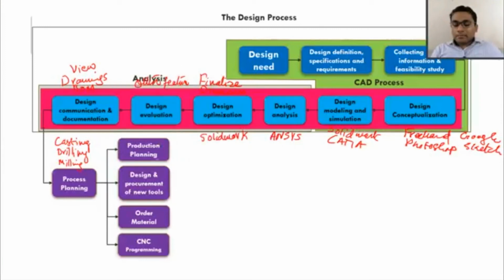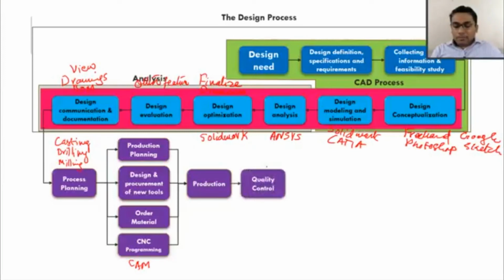With the machine tools, we also choose the different types of tools which are needed so that we can use them with the machine. Either we have to buy new tools or choose one, and then we order material and we do CNC programming using computer aided machining. You will learn this technique in your fourth year. Then we do production using the manufacturing systems, and we perform the quality control.